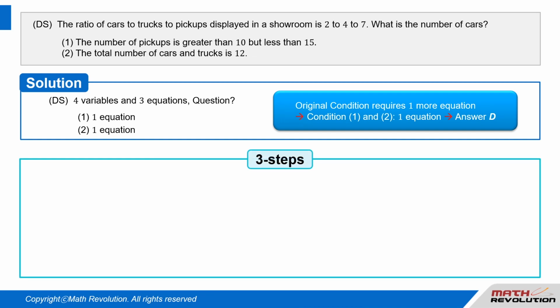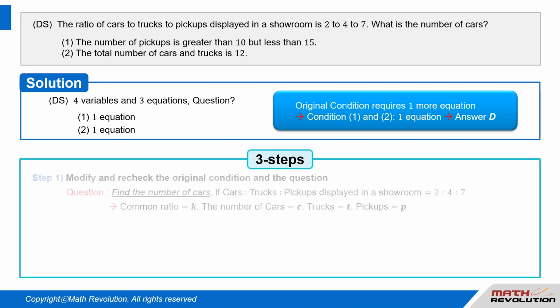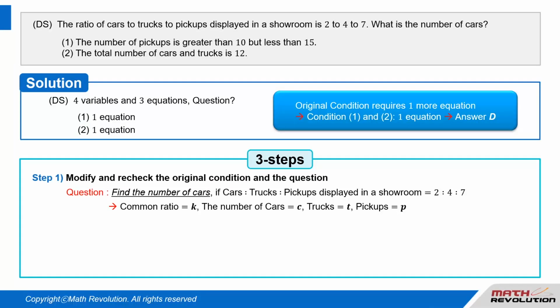Let's apply the 3 steps suggested previously. Follow the first step of the variable approach by modifying and rechecking the original condition and the question. This type of question is very common in the GMAT. This is how you solve most of the ratio questions, and the most likely answer is D. We have to find the number of cars if the ratio of cars to trucks to pickups displayed in a showroom is 2 to 4 to 7.